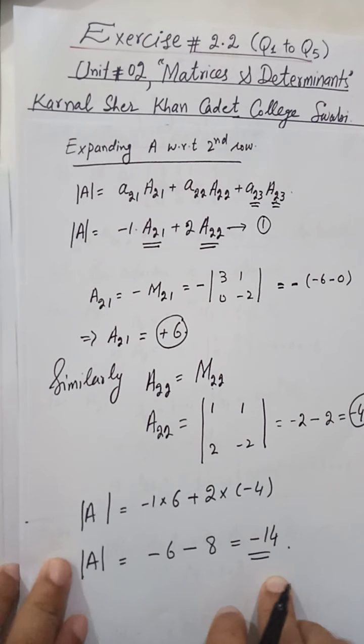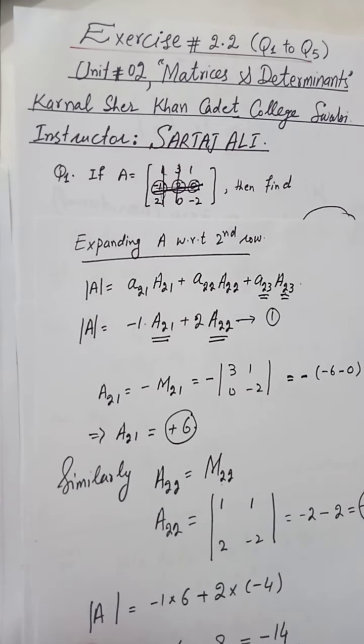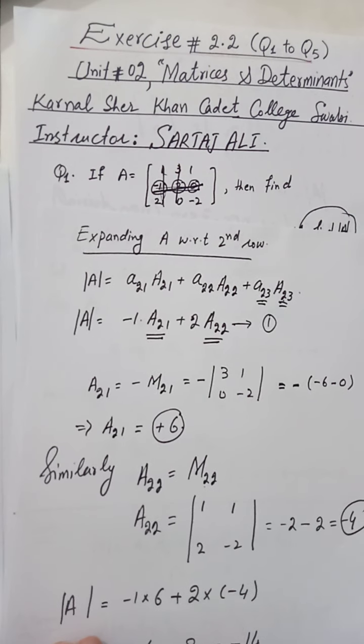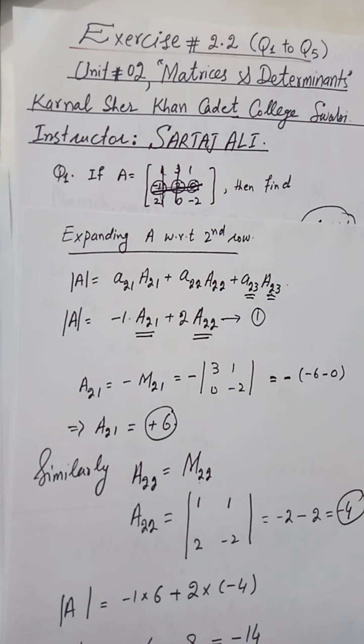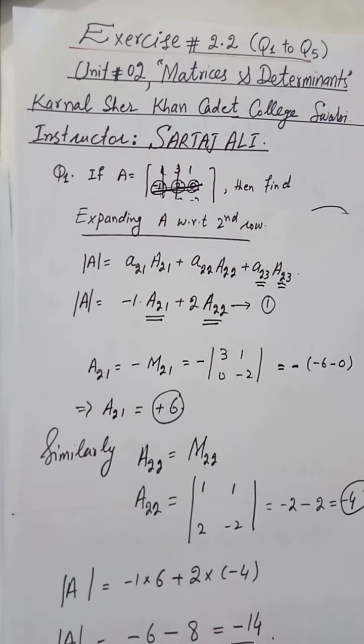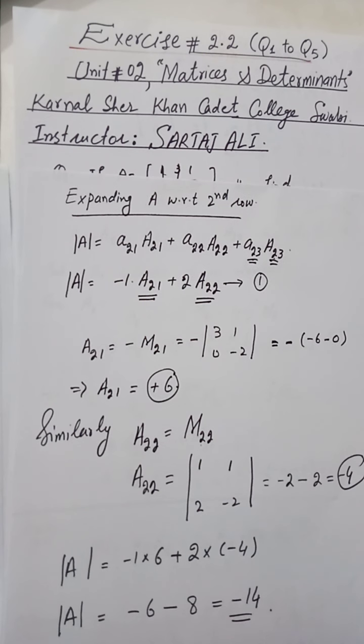So you see that determinant is a function in which you put in a matrix and you get a unique number. So this is the way to find the cofactors and the determinant of matrices.